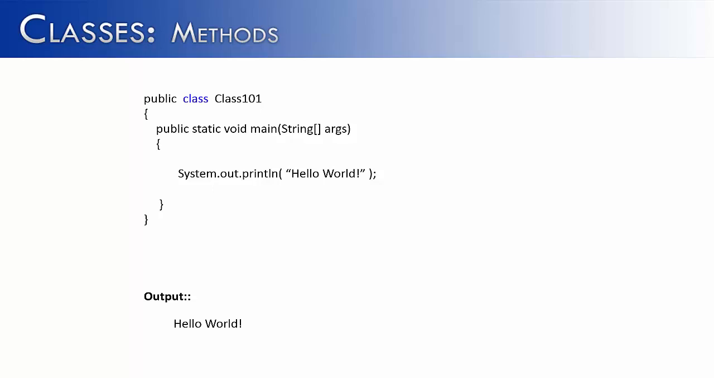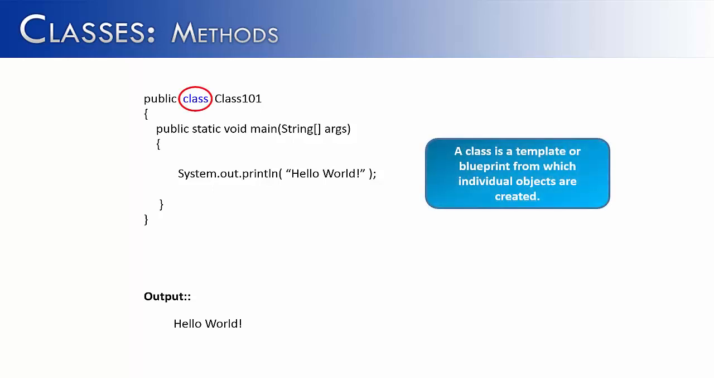We have been creating classes for a while, so let's go ahead and take a look and see exactly what they are. Whenever you say public class, class 101, you're creating a class, and the definition of a class is a template or blueprint from which individual objects are created. Now, we really haven't gone over objects yet, so this definition really doesn't have much meaning to it.